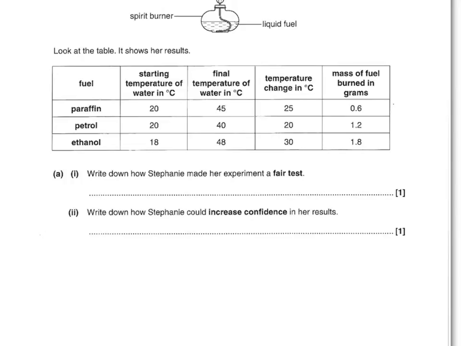And the next question says, write down how Stephanie could increase confidence in results. And that's all about repeating the experiment. You could also say you could compare the results from other students. So fair test is all about the experimental method, and then increasing confidence is all about reliability, so that's repeating the experiment to make sure you get the same answer each time.